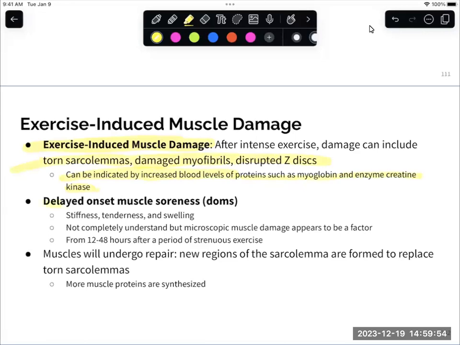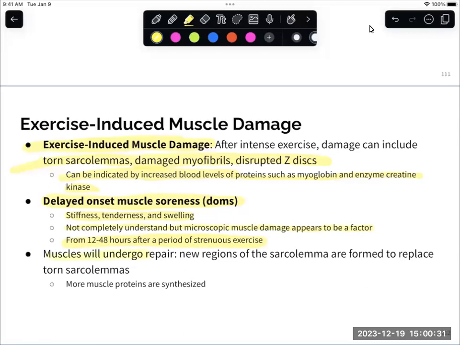Then there's DOMS, delayed onset muscle soreness. Stiffness, tension, swelling. If you've ever done some intense exercises you don't normally do, go to bed, the next morning you wake up and it's hard to move. That's delayed onset muscle soreness. There's not a complete understanding of what causes DOMS, but it's usually from 12 to 48 hours. So you first notice it maybe 12 hours after you do something, and it can last up to 2 days.